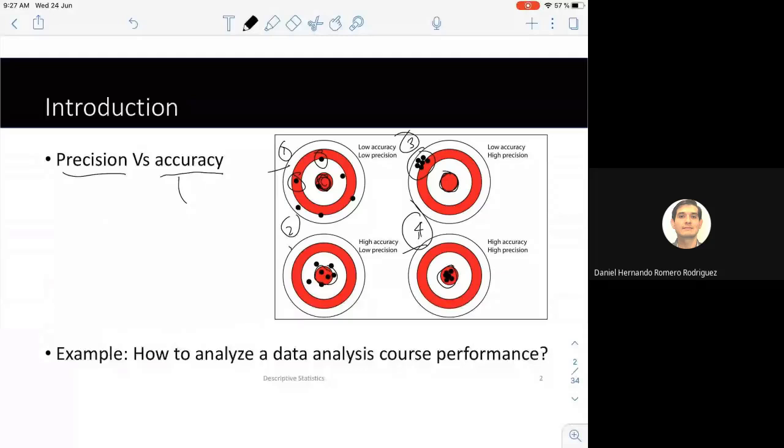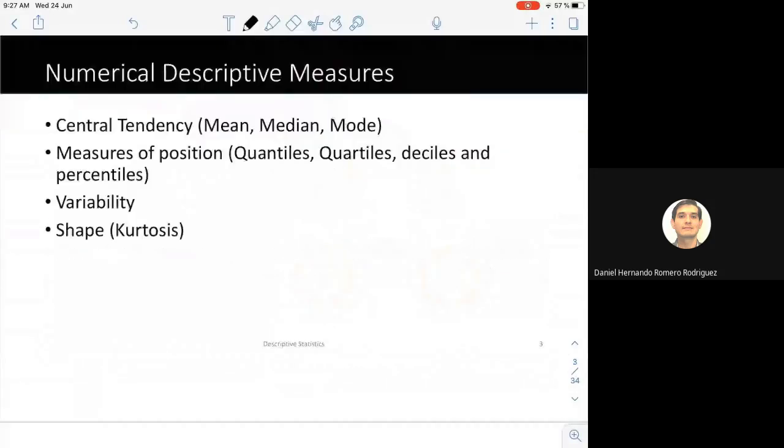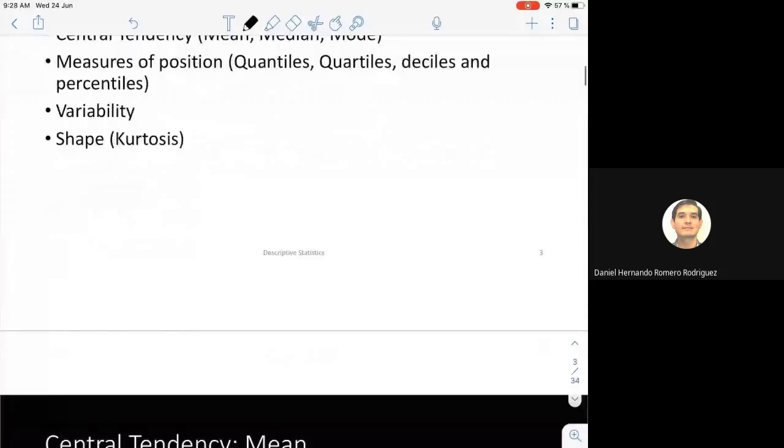Okay, so in this unit, we will talk about central tendency metrics, such as the mean, median, and mode. That's the focus of this video. And then in the remaining videos, we'll cover position metrics, variability, and shape metrics. So let's get started with the central tendency metrics.